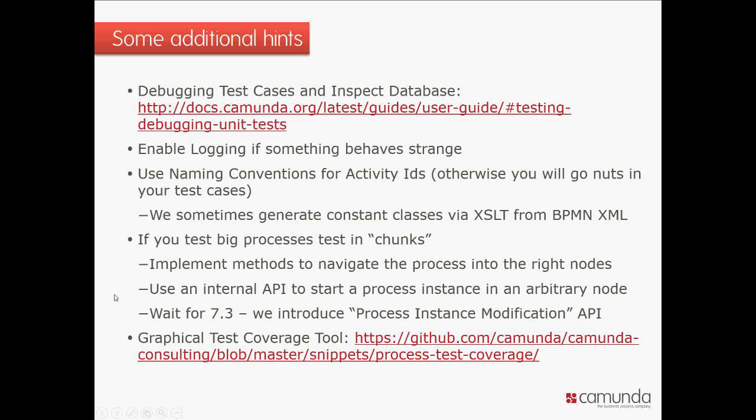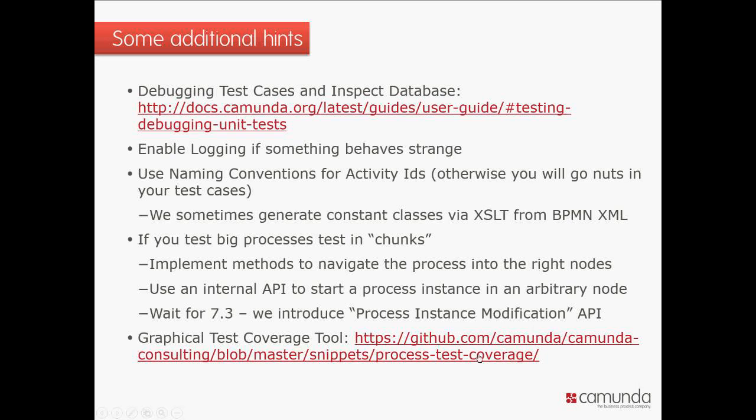But what I would do before going down that road is to wait for 7.3. That's our next major version, coming in May. And there we introduce something which we call the Process Instance Modification API. There you will have the possibility to basically jump a token in an existing process instance to a different state, or you can start a process instance in an arbitrary node. And then it will be public API and pretty easy for you. Okay, that will come in 7.3.